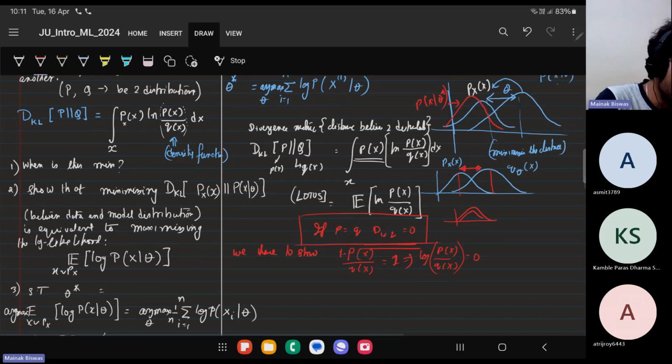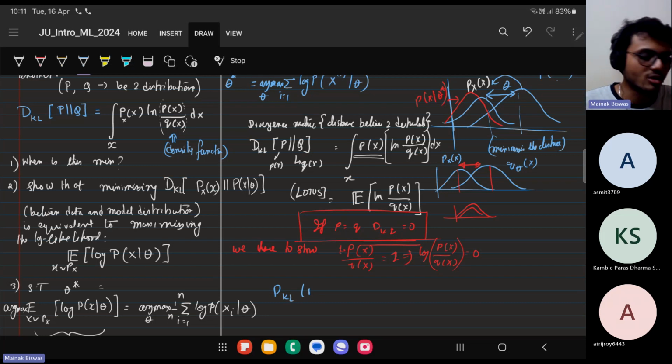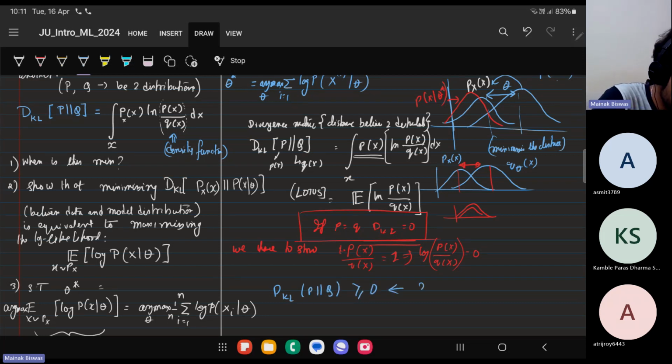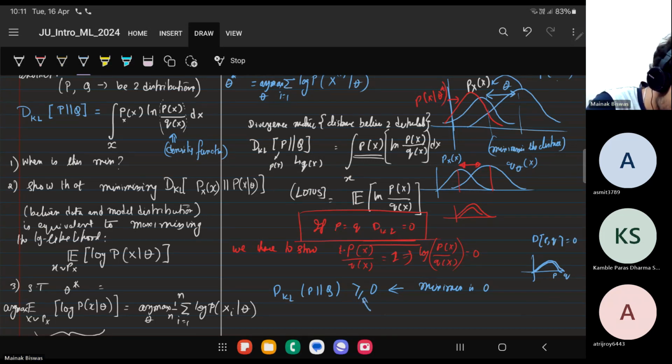So now what do we have to show? If it was a distance metric, do you agree? D_KL of P comma Q has to be greater than or equal to 0, where the minimum is 0 when they exactly match. Only when they match will they be 0, right? We'll show why, but this is a property we would like to have, right?